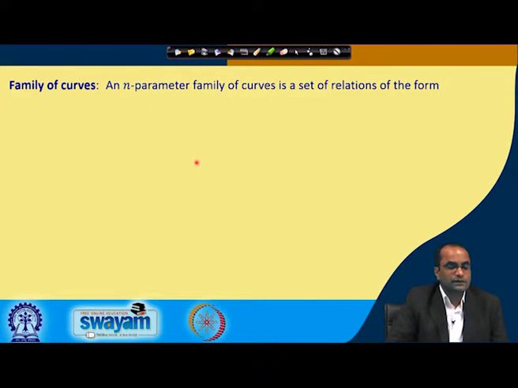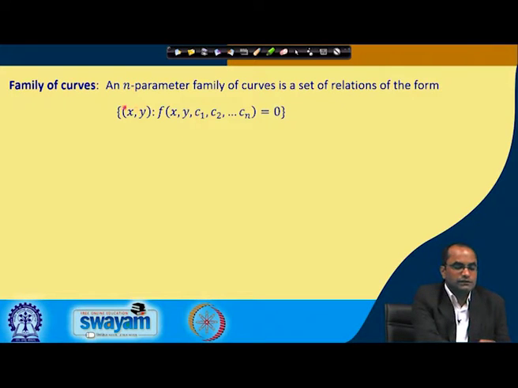An n parameter family of curves is a set of relations of this form. Here there is a relation in x and y, which is defined by the equation f of x, y, C1, C2, up to Cn equal to 0, where these are the n parameters. Changing these parameters we will get different curves. That is what a family of curves is, because for different values of these c's we have a different curve.